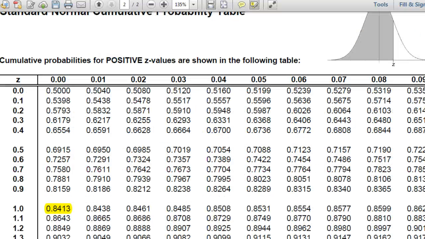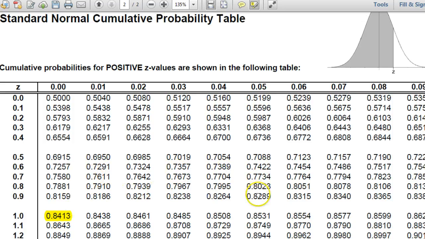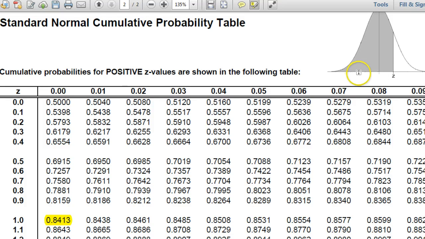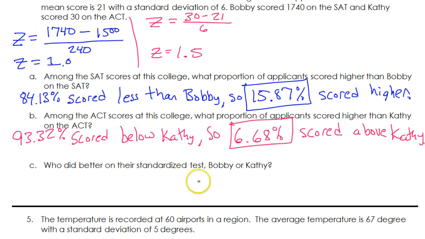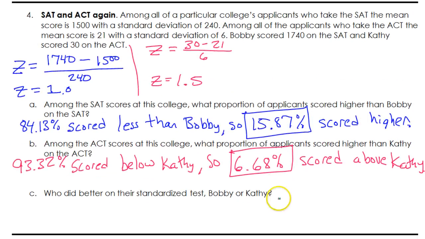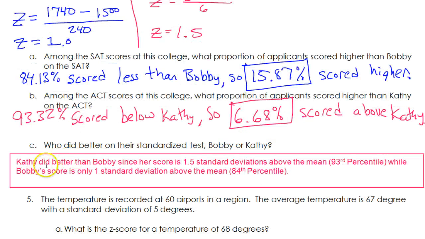Okay, so remember, the table of values always gives you percents that are below the z-score. If you want above, you have to subtract from 100. So part C, who did better on their standardized test, Bobby or Kathy? Well, I think it's clear that Kathy scored better. Only 6.68% of the applicants scored better than Kathy, whereas 15.87% scored better than Bobby. So Kathy did better. So you could write it up that way.